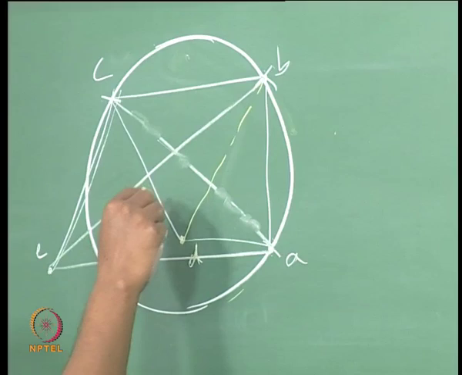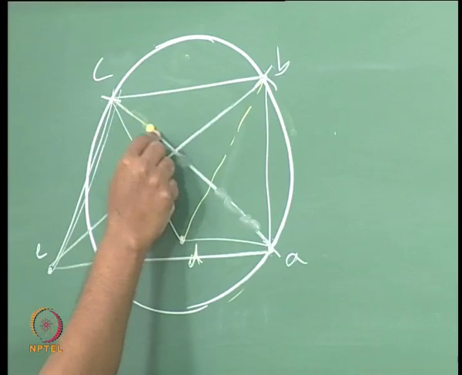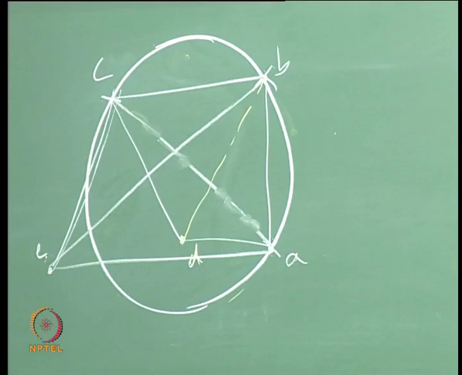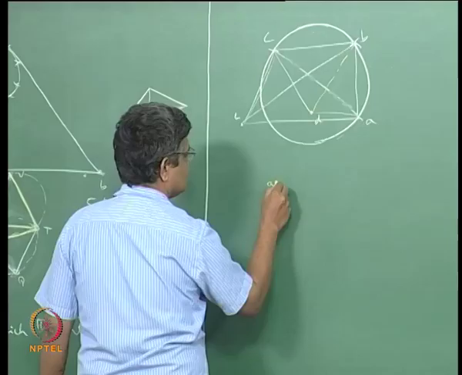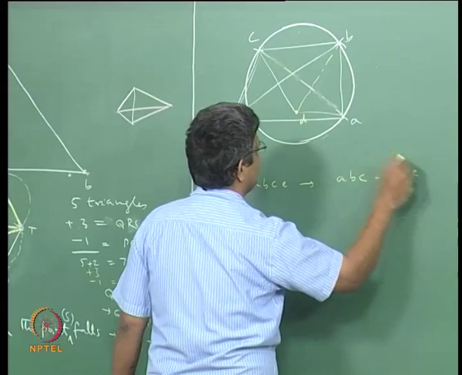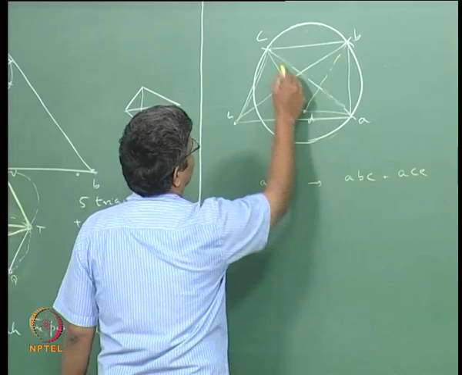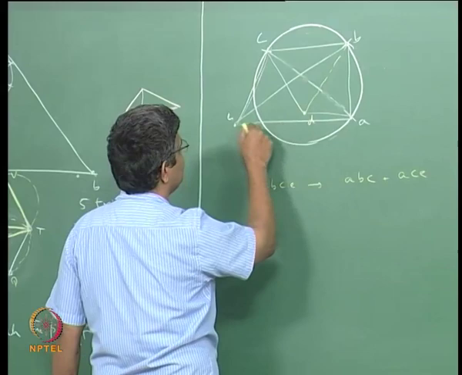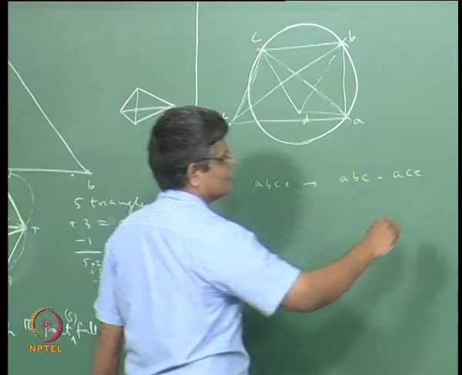Okay. Now if we take the quadrilateral A, B, C, E, then we are proposing that it should be made into A, B, C, that is this triangle, plus A, C, E, that is this triangle here. And if this is what is proposed, then over this A, B, C, we draw the circumscribing circle, and we see that point E lies outside this circumscribing circle. So this is better.